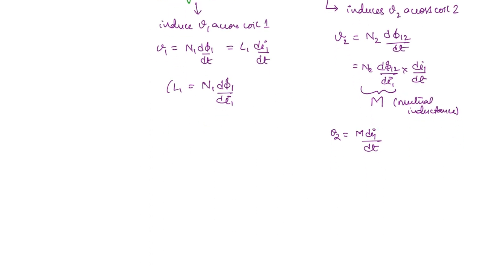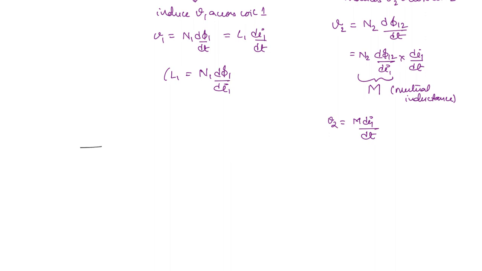Now if you consider the other way round, that means coil 1 has no current flowing through it, and in coil 2 there is a current I2 flowing. Then what will be the voltage induced across coil 1 because of current I2? Here V1 is equal to M times dI2/dt. So this mutual inductance and this mutual inductance are both the same. They are equal in value.